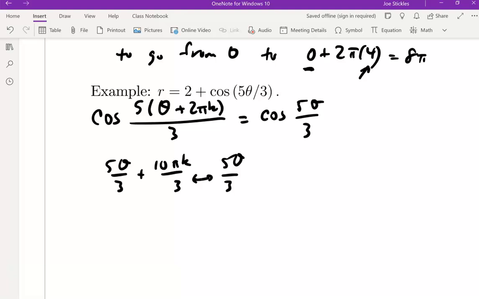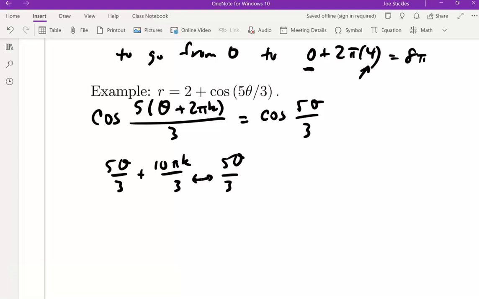I'm looking at the inputs now for my cosine, right? In order for me to always get the same cosine value out, this piece here has to be a multiple of 2 pi. Not just sometimes. In order for me to get the same cosine value out here as I do over here, this piece right here better be a multiple of 2 pi. Otherwise, I'm not going to get the same cosine value out all the time.